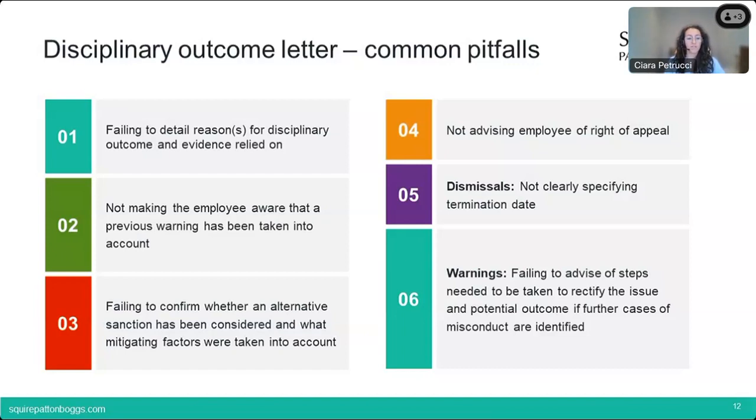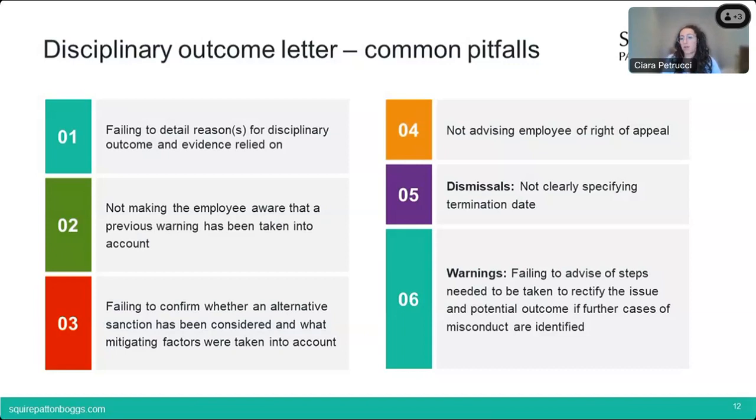Three, I think this is one that is missed out quite commonly, which is failing to confirm whether an alternative sanction is being considered and what mitigating factors are taken into account. I don't think this is missed out because managers don't think about it, but it tends not to find its way into the letter for some reason. But I think it's really important, even if it's obvious that the manager's probably going to dismiss, to say, well, we considered whether a final written warning would have been appropriate, but actually the employee showed no remorse. They didn't appreciate the seriousness of the allegations and the conduct, and therefore it's not believed that a final written warning would have had enough corrective action.